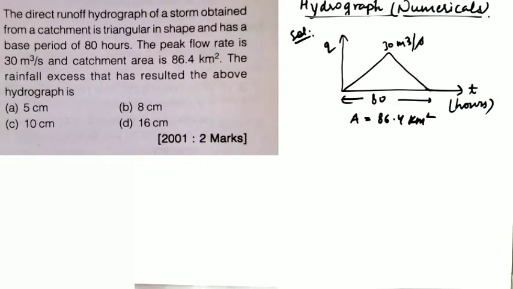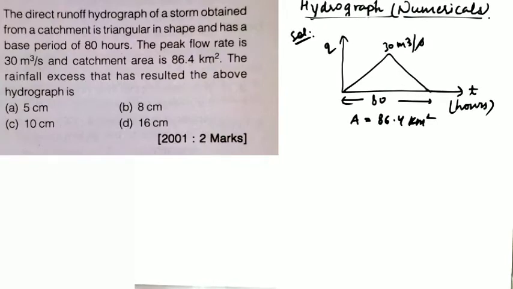The next question says that the direct runoff hydrograph of a storm obtained from a catchment is triangular in shape. The diagram is not given in the question, so you have to prepare the diagram yourself, and it has a base period. This is called the base period. The base period is of 80 hours. The peak flow rate is 30 meter cube per second. The maximum discharge of runoff flowing through the catchment is 30 meter cube per second, and the complete runoff takes place in 80 hours.